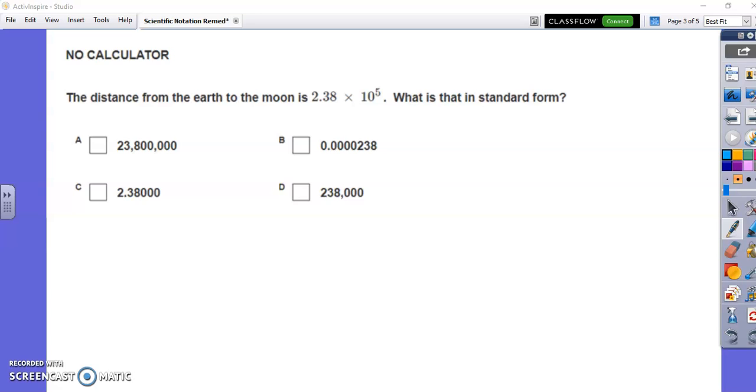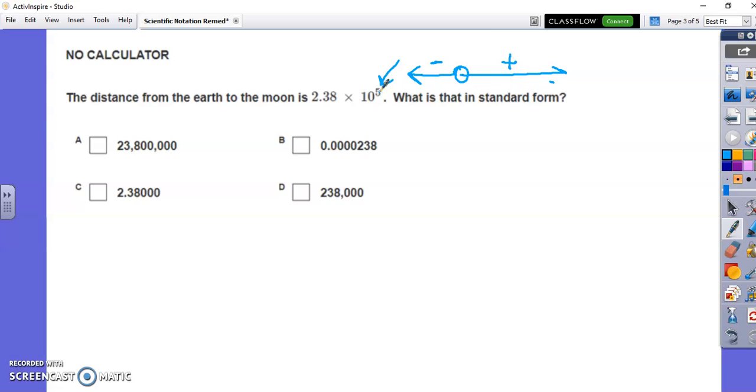Question number 3. The distance from Earth to the Moon is 2.3 times 10 to the 5th. What is that in standard form? So standard form is when you take scientific notation and write it as a regular number. So when this exponent is a positive number, you know that you're going to be moving your decimal to the right. The way to remember that is all the positive numbers are to the right of 0, and all the negative numbers are to the left.